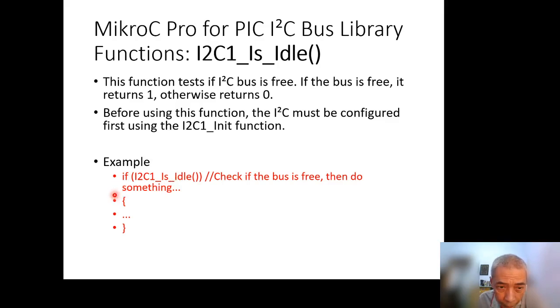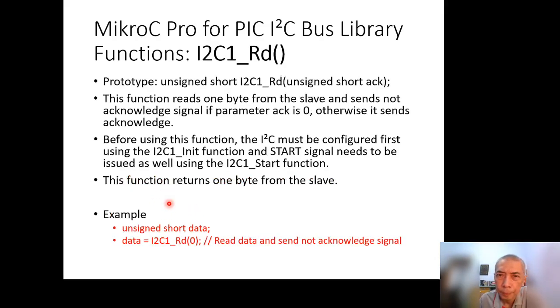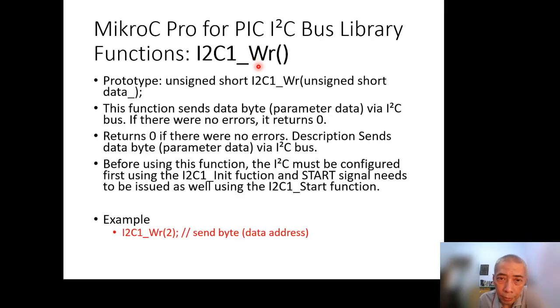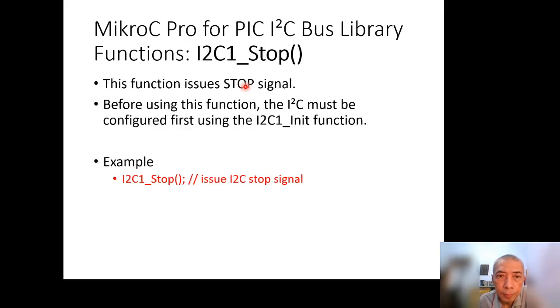So this example is explained in the easiest, simplest way. If idle, then some of the tasks should be operated in this microcontroller. So this is for the read: read the data from the I2C bus, and this is for the write: write data to the I2C bus. And this is the stop: the function to issue the stop signal.